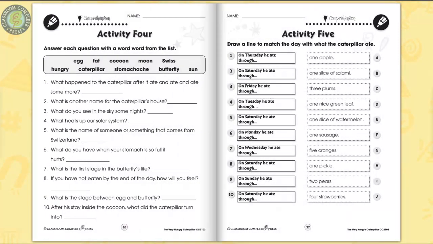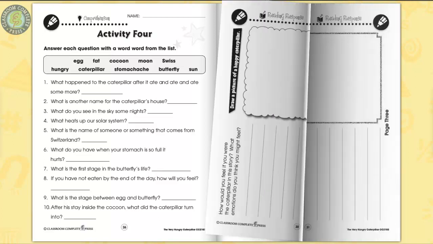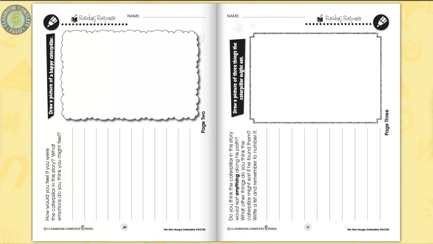Test student comprehension of the story with a variety of activities. Answer questions about the novel with vocabulary words. Complete a reading response mini-book with writing and drawing activities. Students brainstorm what the caterpillar might eat and draw a picture of these things.